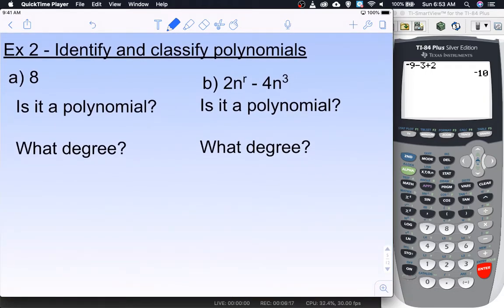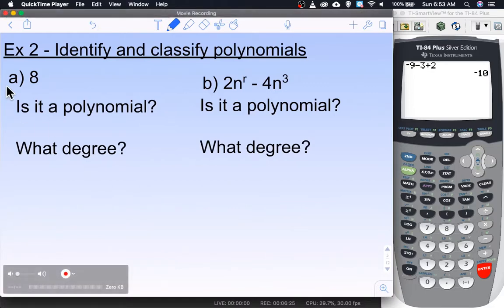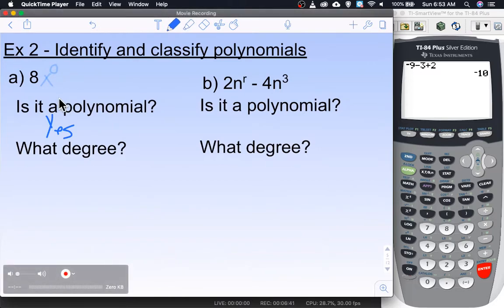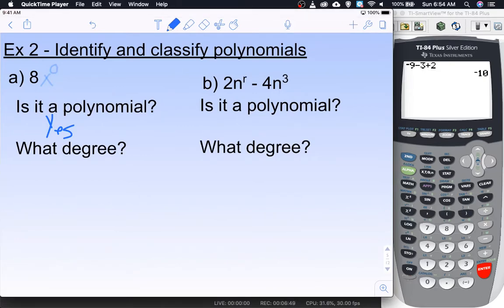So our next thing is to figure out if the thing we're looking at is a polynomial, and then what is its degree. Okay, so this thing here, this is a polynomial. And what is its degree? What is the sum of the exponents of the variables? Well, it doesn't have a variable. Well, it does. It's a ghost variable, and that ghost variable's exponent would have to be a 0. So this is a 0th degree polynomial, because that's the sum of the exponents.